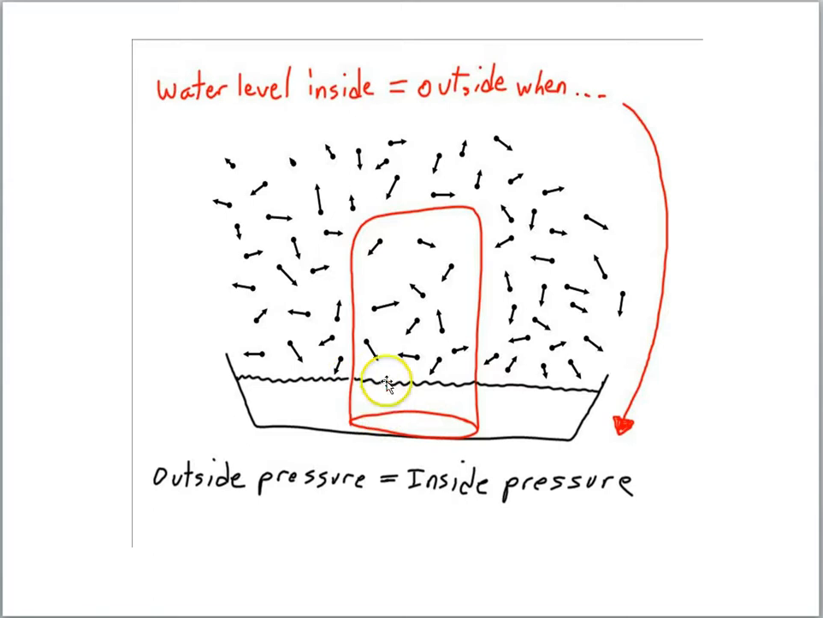Now, if the water level inside the jar is the same as the water level outside the jar, well, that would happen when the outside pressure is equal to the inside pressure. And if we just simply turn the jar over, then the inside pressure will be about the same as the outside pressure. And so we should not see the water level inside be very different from the water level outside.